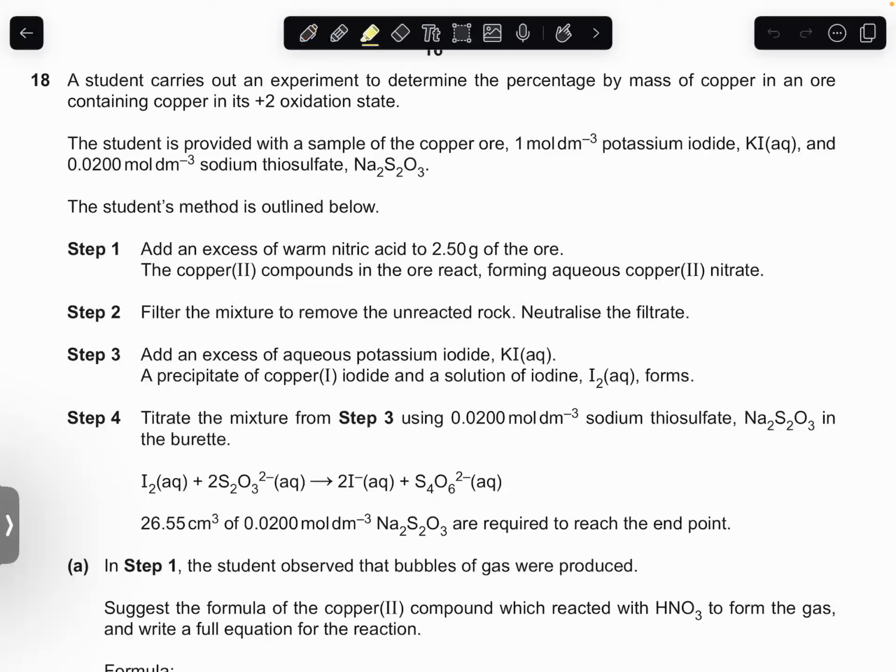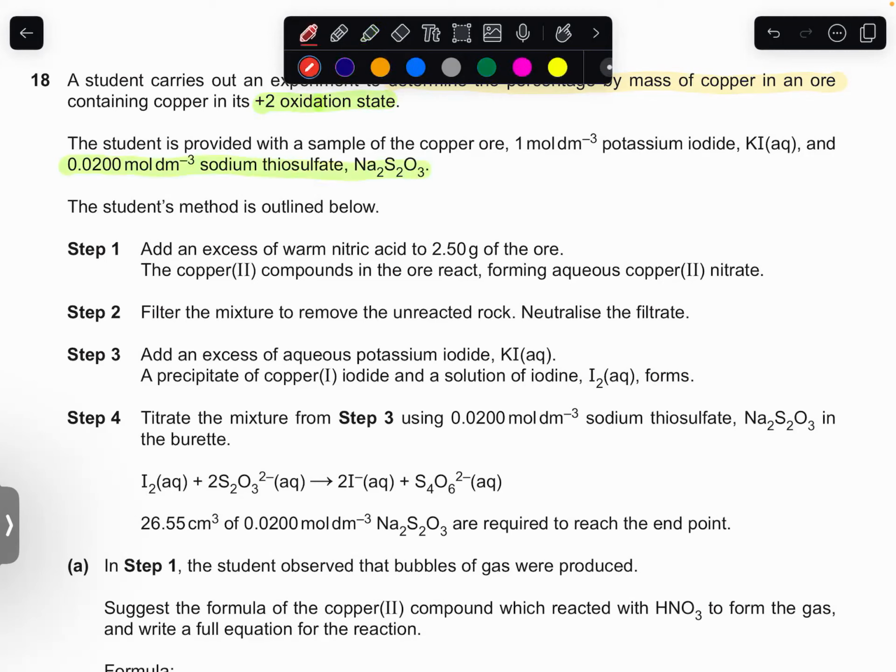A student carries out an experiment to determine the percentage by mass of copper in a copper ore containing copper in its 2+ oxidation number. The student is provided with a sample of copper ore, 1 mole per decimeter cubed of potassium iodide, and you've got this concentration of sodium thiosulfate.